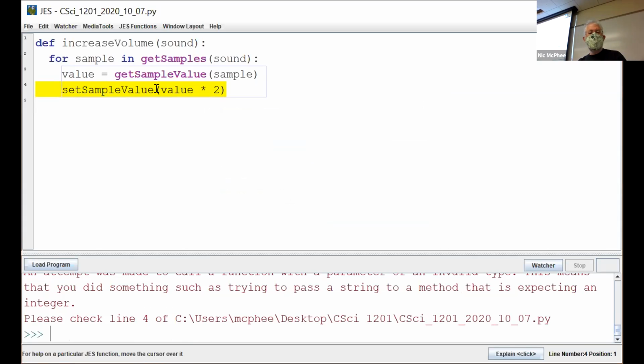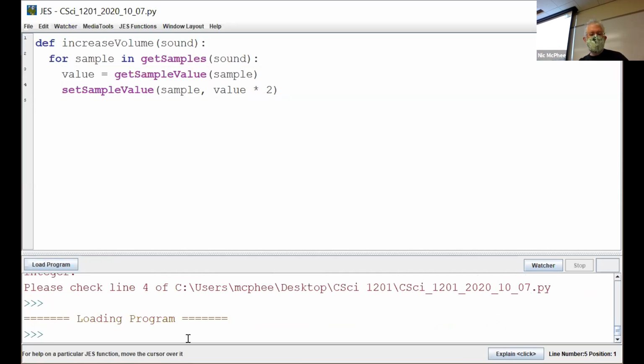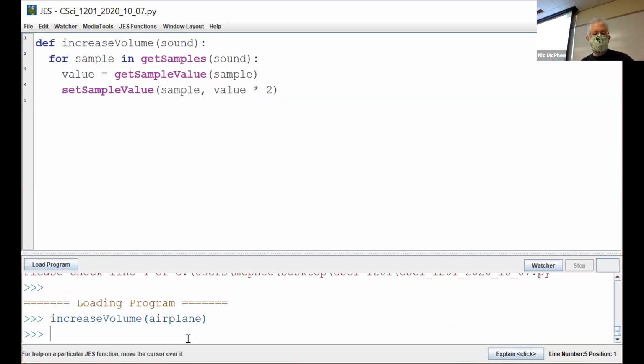Oh, I forgot to actually say which sample I was setting the value for. So in the same way that if you set color on a pixel, you have to provide the pixel and the new color, or if you set red on a pixel, you have to provide the pixel and the red amount, if you set a sample, you have to say which sample you're modifying and provide the value. So, right, add that. Now we'll try it again. Okay, play airplane.